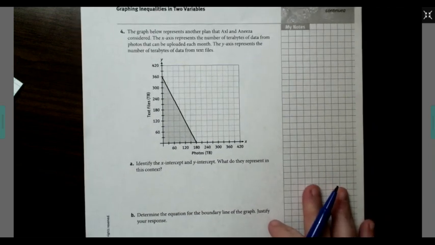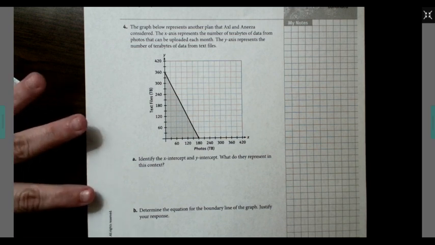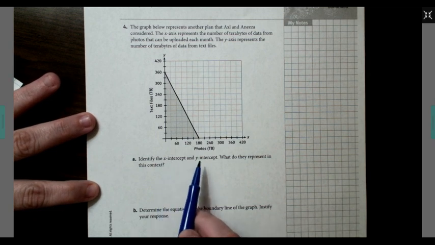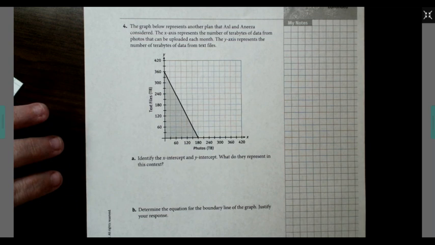On to the last section covering question number 4. The graph below represents another plan that Axel and Inez considered. The x-axis represents the number of terabytes of data from photos that can be uploaded each month, and the y-axis represents the number of terabytes of data from the text files. Identify the x-intercept and the y-intercept, and what do they represent in this context?